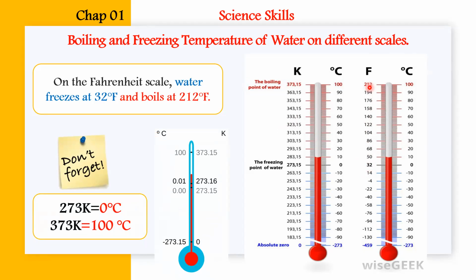273 Kelvin is equal to 0 degrees centigrade. If you can clearly see here, this is also called 273 Kelvin. If you convert this to centigrade, it will start from zero. Means in the Kelvin scale you start from 273, but in centigrade you start from zero. If you move to 373, that will be equal to 100 degrees centigrade. So this is the scale conversion. You have to remember that 273 Kelvin equals 0 degrees centigrade, and 373 Kelvin is equal to 100 degrees centigrade.